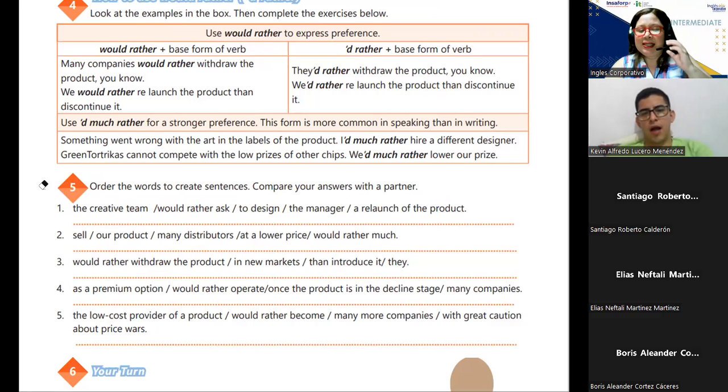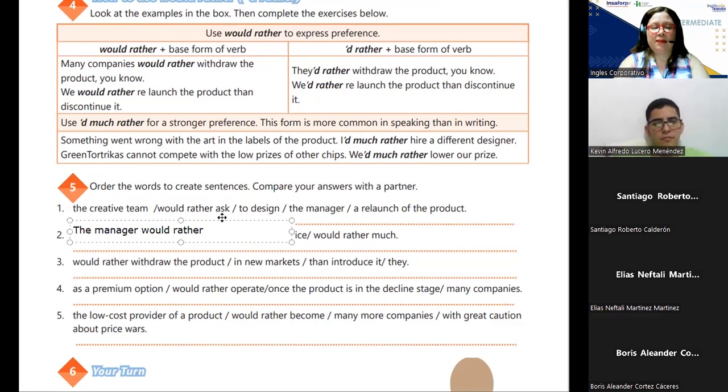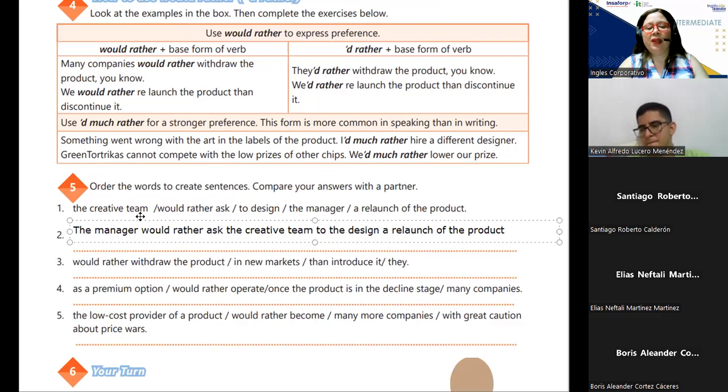Okay, let's order the sentences. The managers would rather us. The manager will. No, the creative team would rather. The creative team would rather us to see a relaunch of the product. To design a relaunch of the product. Okay, good. There we go.